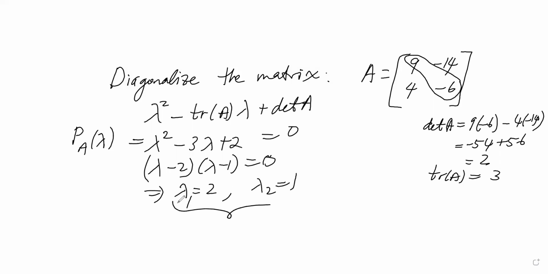Since these are distinct, we have distinct eigenvalues. There is a theorem that says if your eigenvalues are distinct, then the matrix is diagonalizable. So of course, now we can find the corresponding eigenvectors to build the matrix P and write the factorization. Okay, so now let's find the eigenvector corresponding to lambda 1.